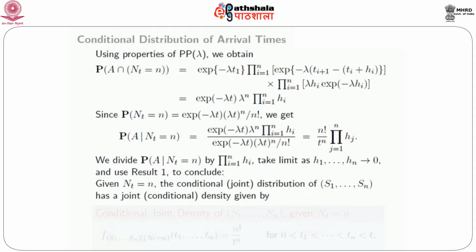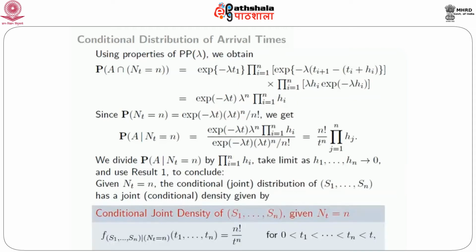So now use result 1 to conclude that given Nt equal to n, the conditional joint distribution of S1, S2, ..., Sn has a joint conditional density, and the density is given by f of S1, S2, ..., Sn given Nt equal to n at a point t1, t2, ..., tn is n factorial by t to the power n for 0 less than t1 less than t2, etc., less than tn less than t. So this is the conditional joint density of S1, S2, ..., Sn given Nt equal to n.